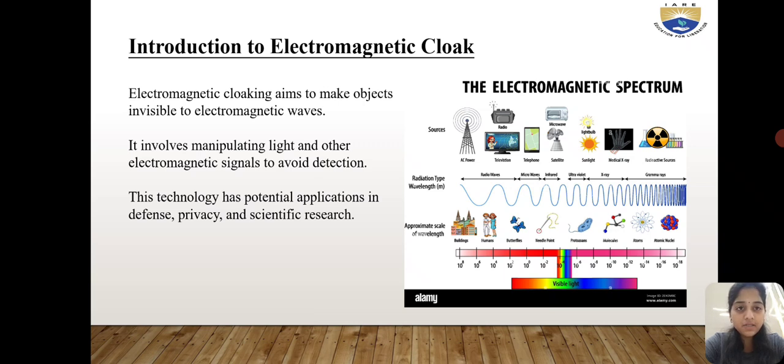Electromagnetic cloaking aims to make objects invisible to electromagnetic waves. It involves manipulating light and other electromagnetic signals to avoid detection. This technology has potential applications in defense, privacy, and scientific research. Electromagnetic cloaking makes the objects invisible to electromagnetic waves. So the object becomes invisible to the electromagnetic waves.